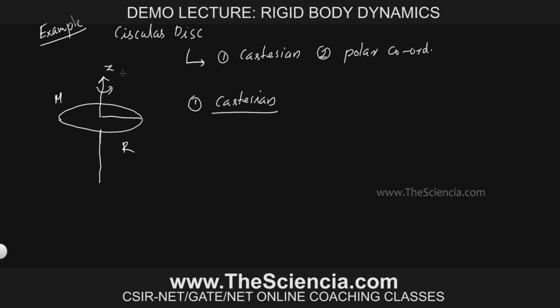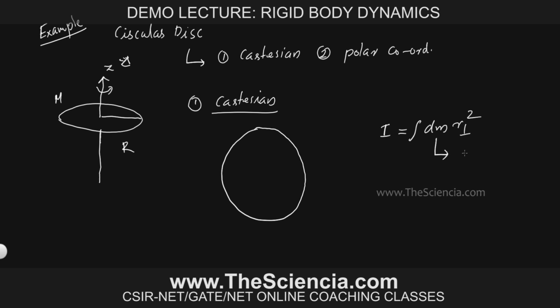Now I am looking at the circular disk from above. From here I am looking down. So I can see a circular disk like this one. And what we have to find out is the moment of inertia I. And we know the equation for moment of inertia, that is integral dm r perpendicular square. And here we know dm is equal to sigma dA.